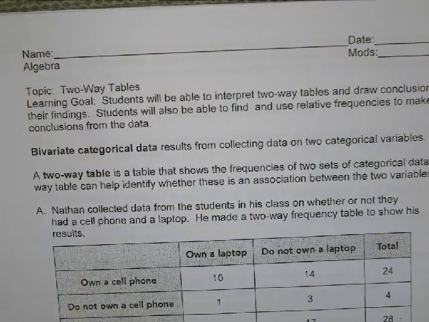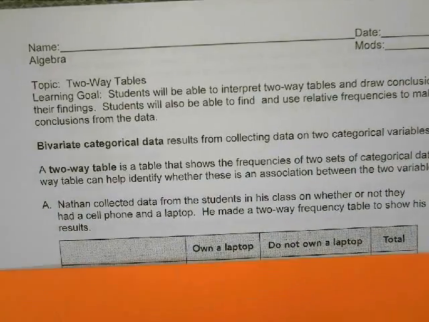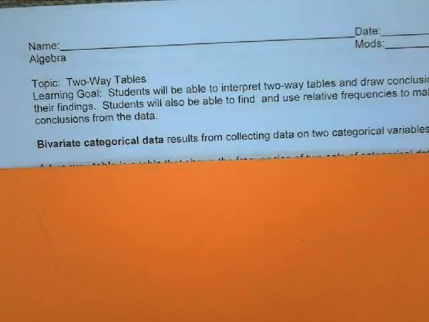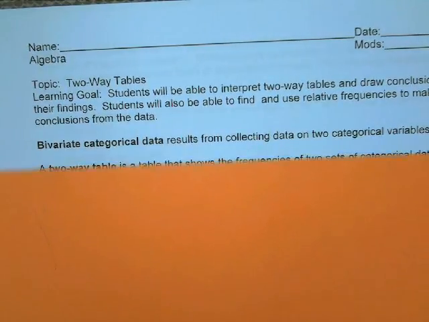Today you're going to watch this video and learn about two-way tables. They're pretty easy, you just got to make sure that you're reading them correctly. A two-way table is for bivariate categorical data. That's when you're collecting information on two different categories.